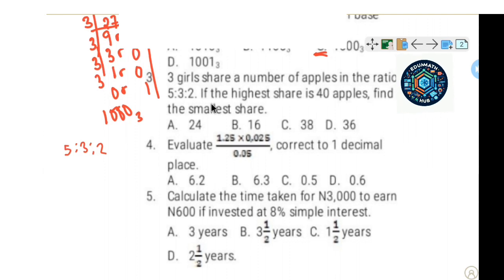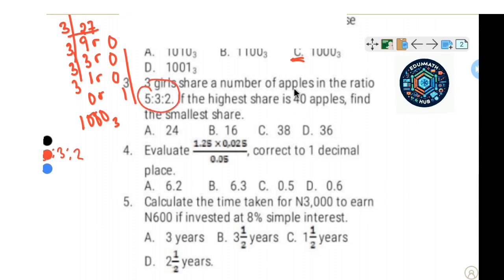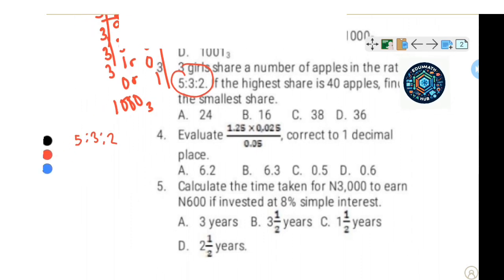And take note of this, that these 40 apples will go for the person with the highest ratio. We are told that the highest share is 40, and the highest ratio from here is 5. So the person that has the ratio of 5 is the one that is having 40 apples. So you just quickly do this simple calculation. First of all, add up the ratios. That will give you 5 plus 3, that's 8. 8 plus 2 will give you 10. So you write out 5 divided by 10 times the total number of apples that were shared, which is unknown, equals 40. This is what the person got.